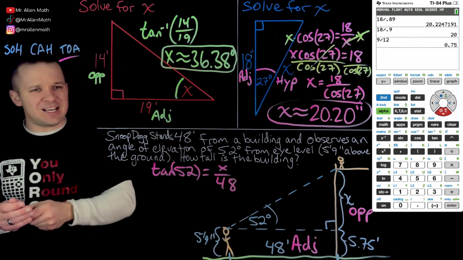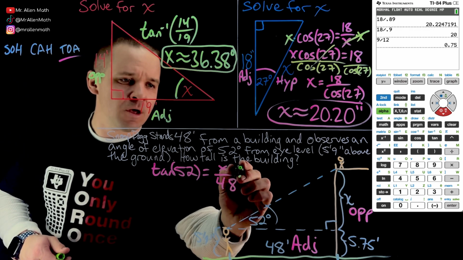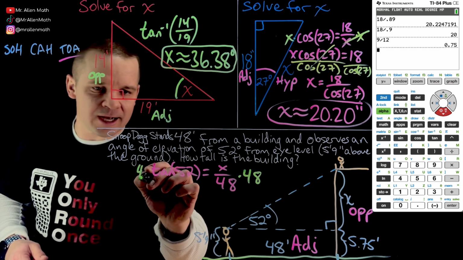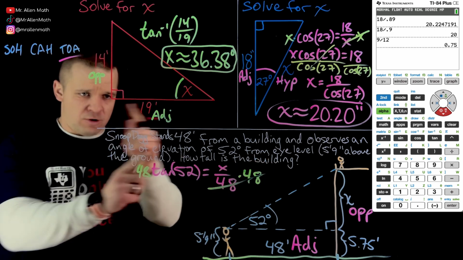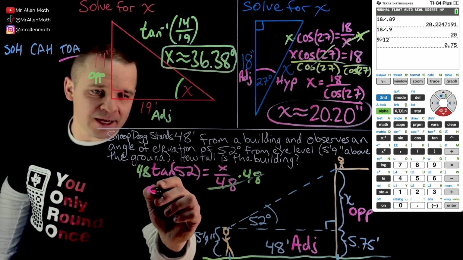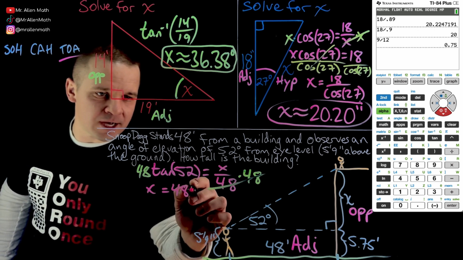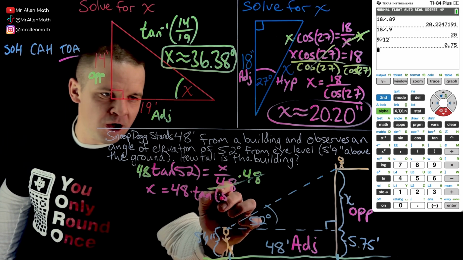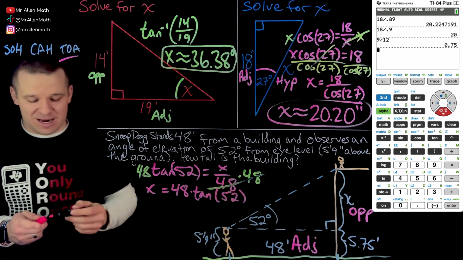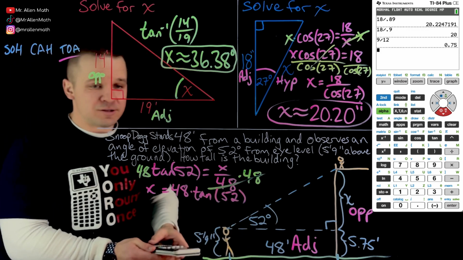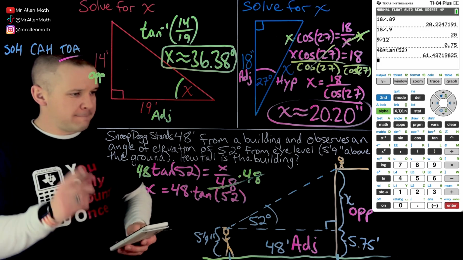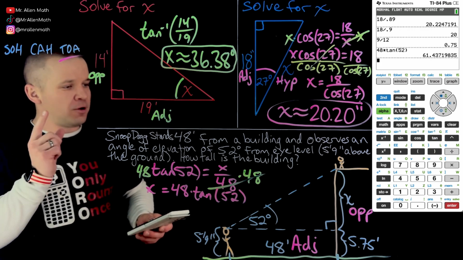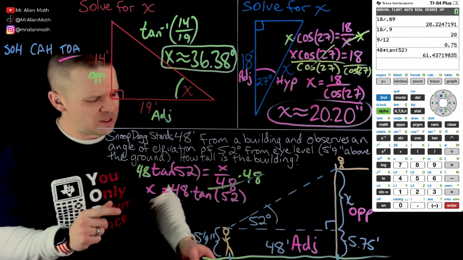Beautiful. This is the easy algebra, right? Only one thing to do. Multiply by 48 on both sides. Those are gone, and I'm left with just x by itself. I'm going to rearrange things here. We got x equals 48 times the tangent of 52, and I can plug that into my calculator. So let's do it. 48 times tangent 52. Boom, 61.437. Is that my final answer, by the way?